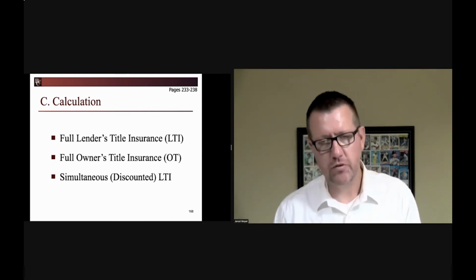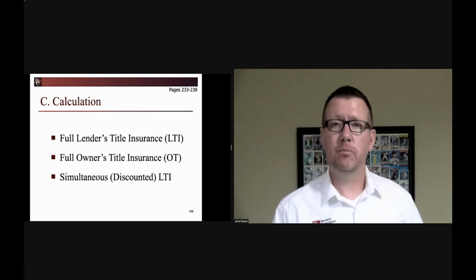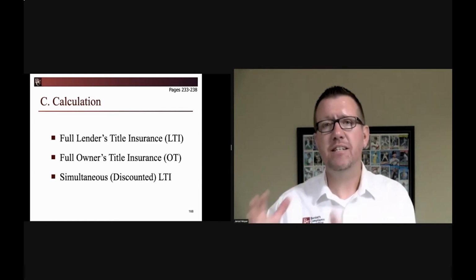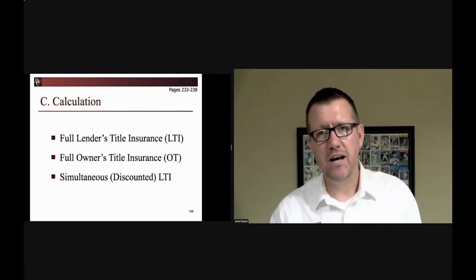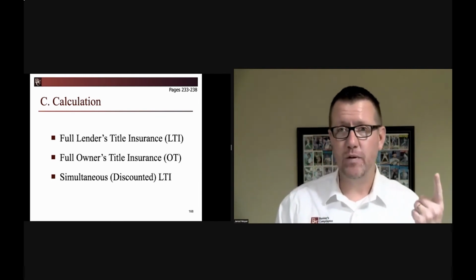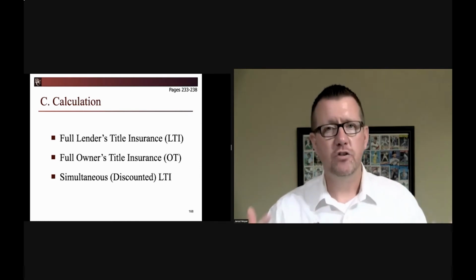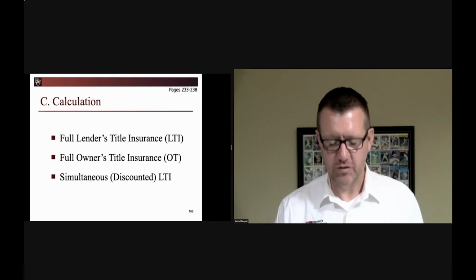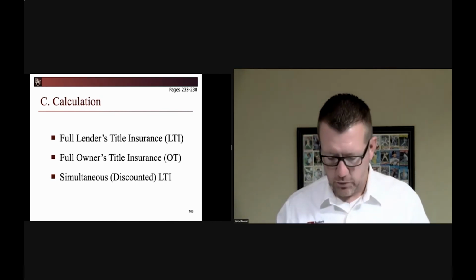So on page 236, they give us an example, which is similar to what I went through with you back in the previous sessions. If there's a discount for buying owner's and lender's at the same time, we need to know what the discount is. We need to know what lender's is without the discount and what owner's is without the discount in order to do our TRID lender's and owner's title insurance math. And they walk through that very same math that we did earlier on in the program.